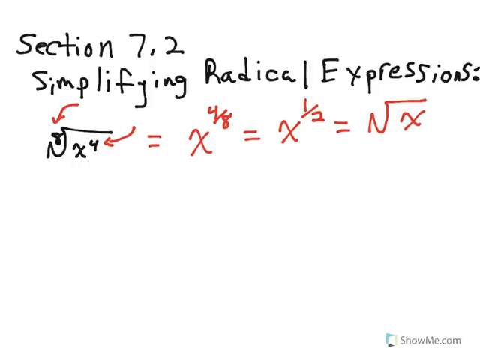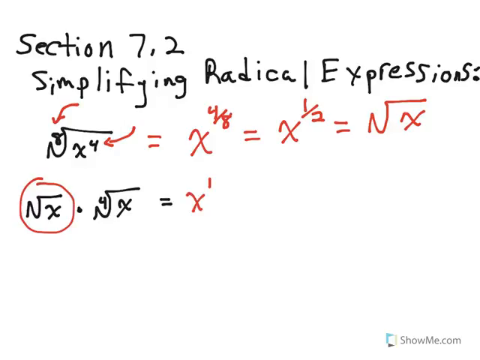Another example, if we have square root of x times the fourth root of x. We cannot multiply these because the indexes are different. So we rewrite each into its exponential form. The square root of x is written as x to the power of 1/2. And the fourth root of x is written as x to the power of 1/4.